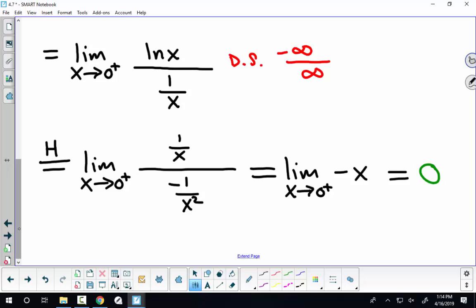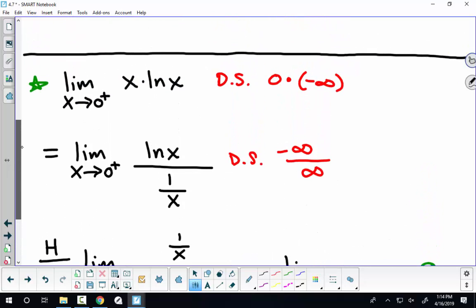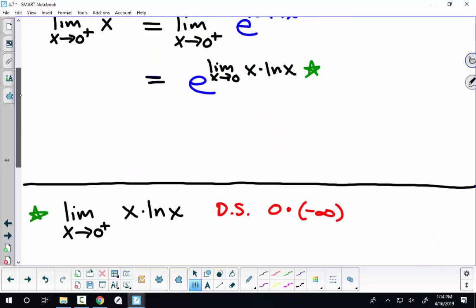Anybody have any questions on that? We're not completely done yet. Remember, that's the limit of x ln x, and that was this limit here. So your final result is e to that power, which is 1. So that's your final answer.